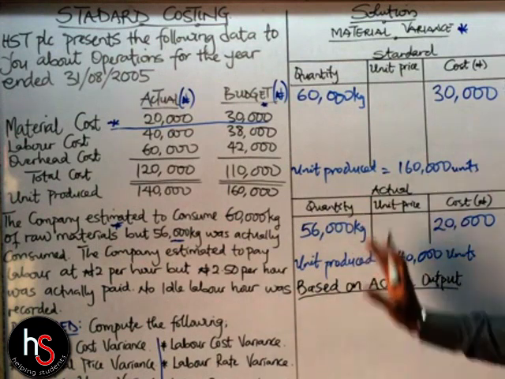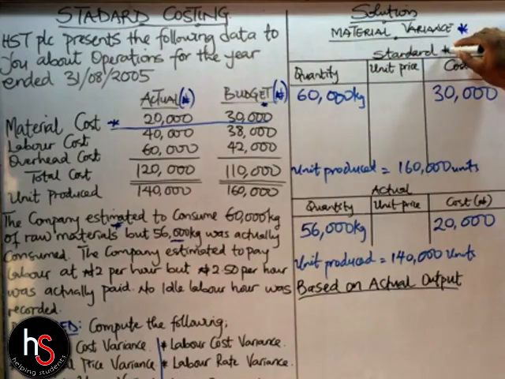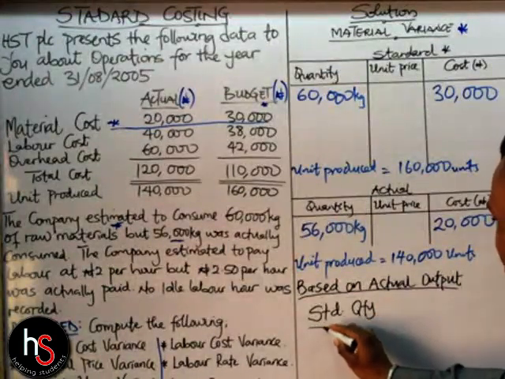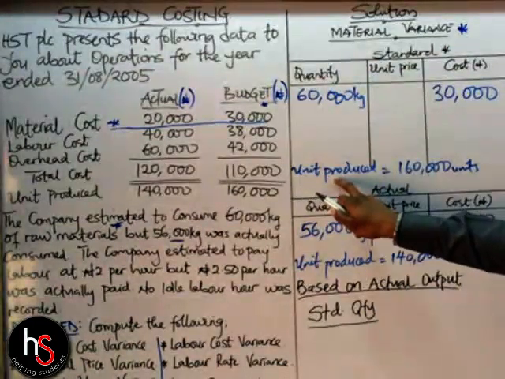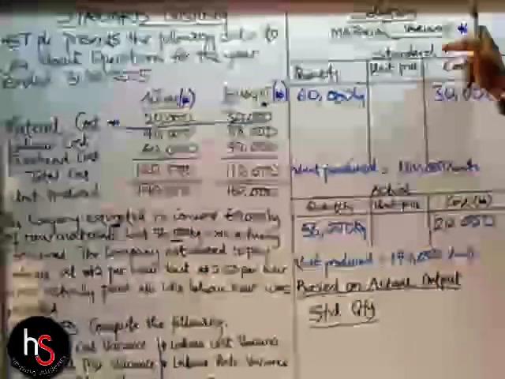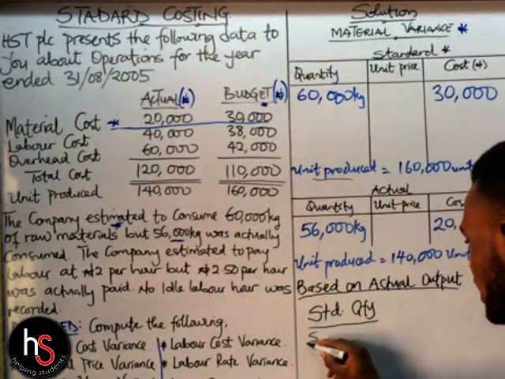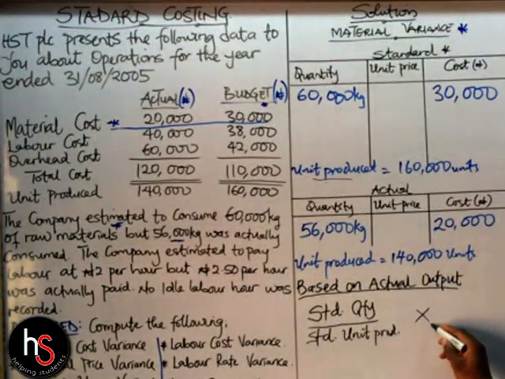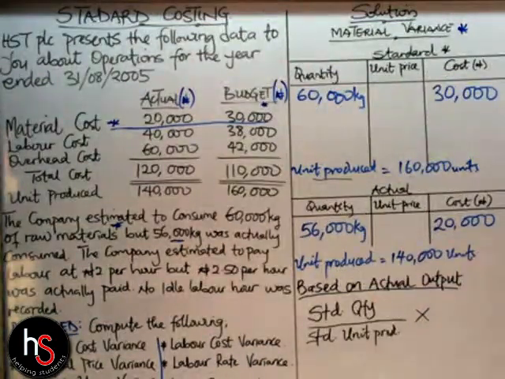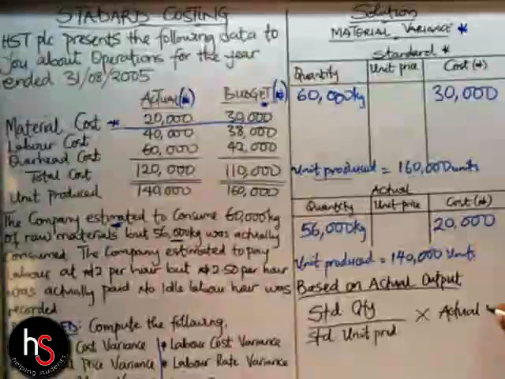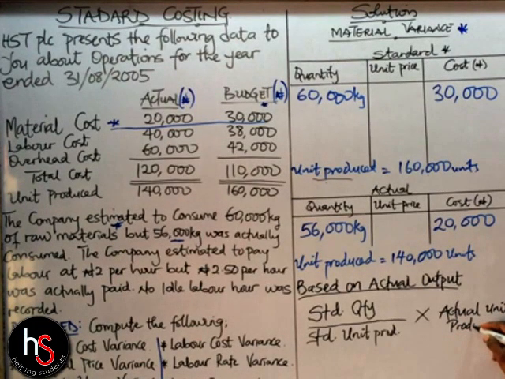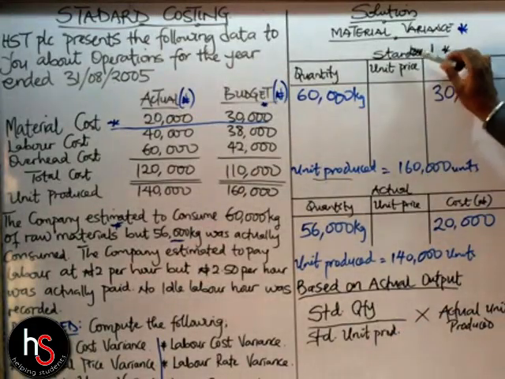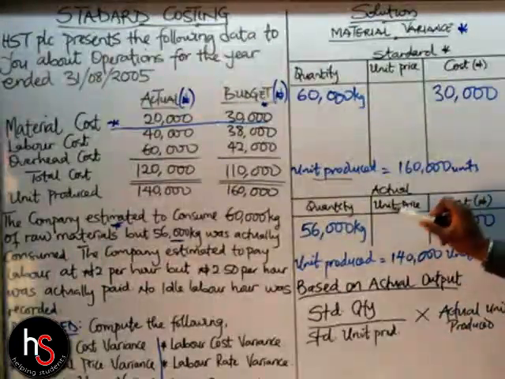So let us proceed. The formula for this is the standard quantity. The standard quantity will be divided by the standard units produced, times the actual units produced. Take a look at it again: standard quantity, divided by the standard units produced, times the actual units produced.